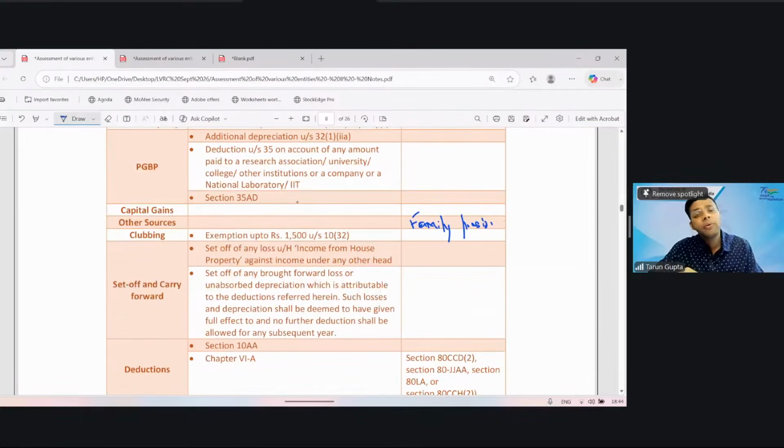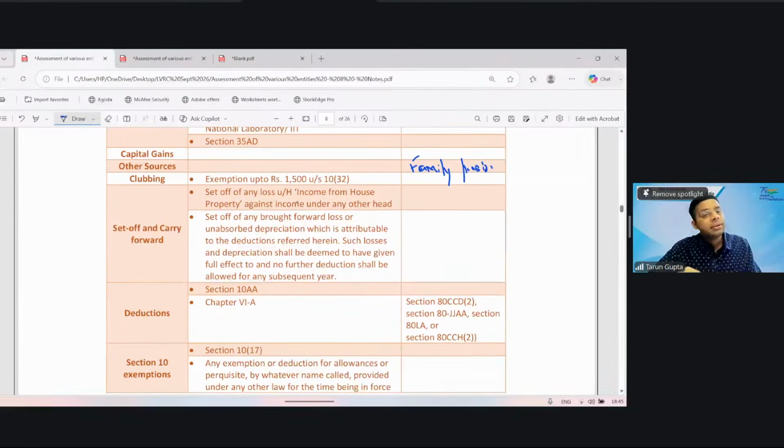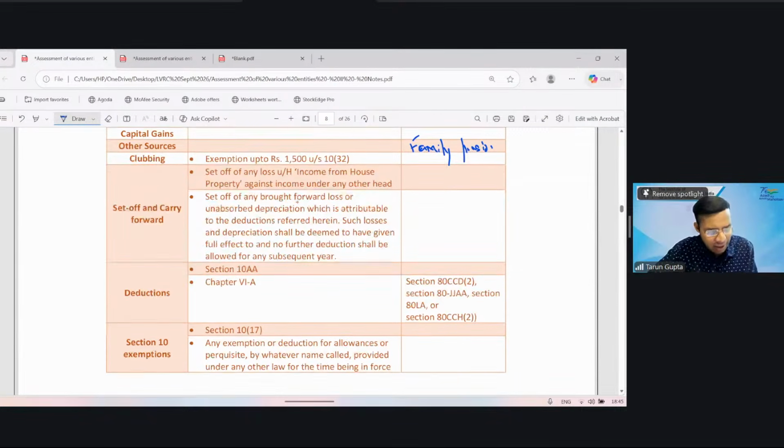Then we come to set off. The loss under house property is not allowed to set off against income under any other head. And the brought forward losses or depreciation pertaining to these exemptions and deductions is not allowed to be set off or carried forward. Then deduction under Chapter 6A or 10AA is not allowed except 80CCD(2), 80CCH(2), 80JJAA, and 80LA.